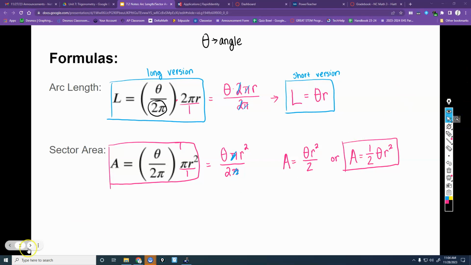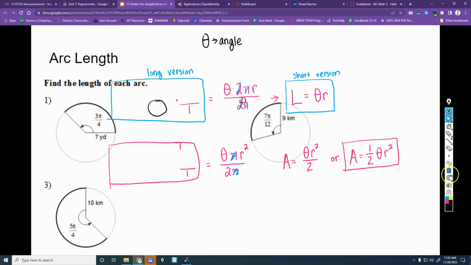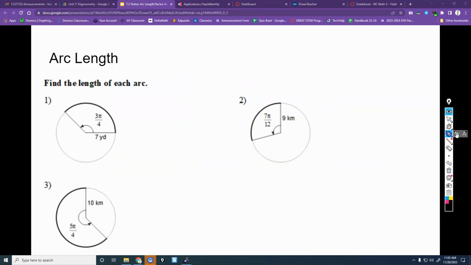All right, let's put this into practice here. Okay, so these ask for arc length. Arc length is the crust. It's the edge. The formula, I can use either the long version, which is theta, which is my angle, over 2 pi times 2 pi radius, or the short version, which is easier to use. That's just theta times the radius.